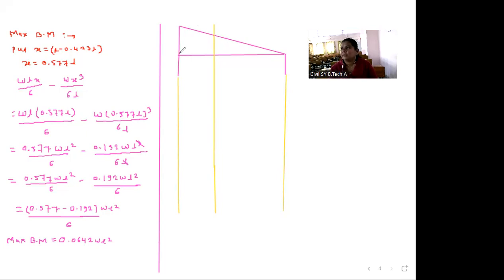So this is our A point. This is B point. At A point, reaction is how much? At A point, reaction RA is equal to WL by 3, and RB is equal to WL by 6. Okay, and this is W. First, we will draw shear force diagram.